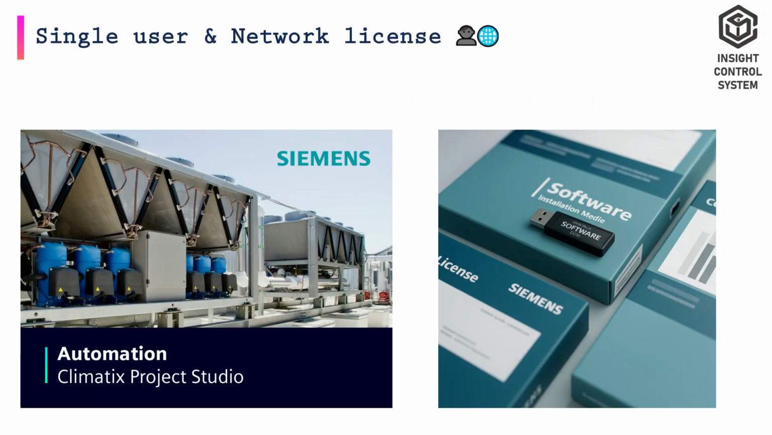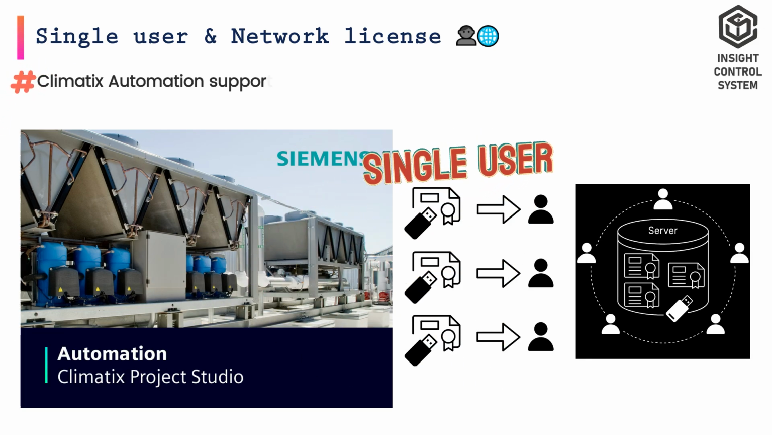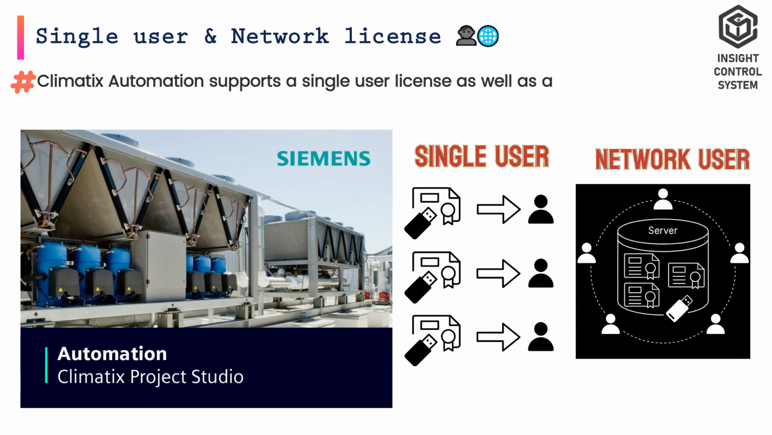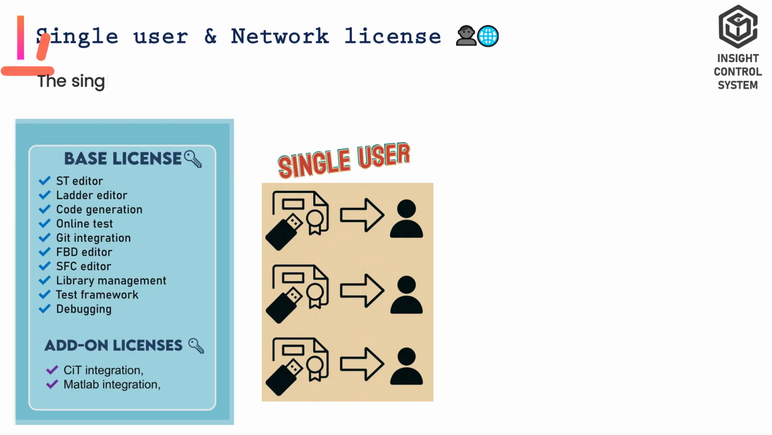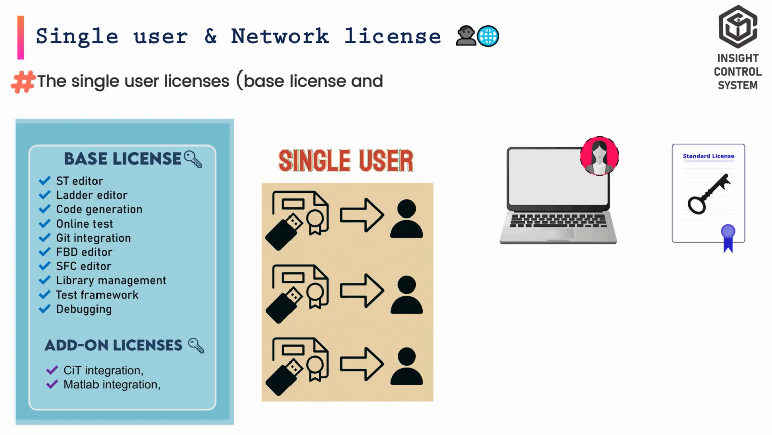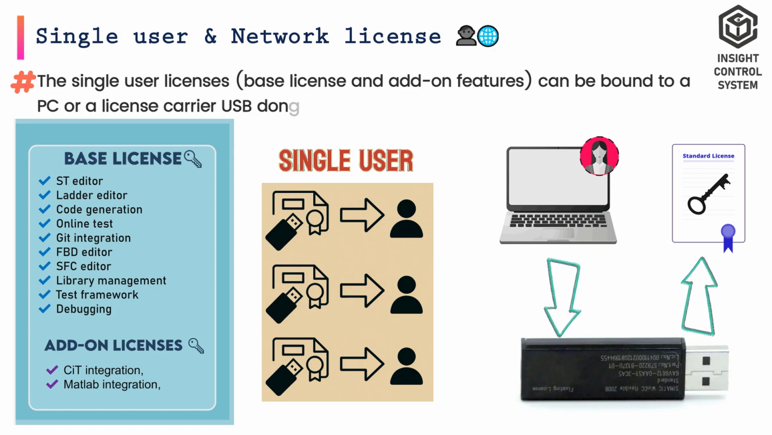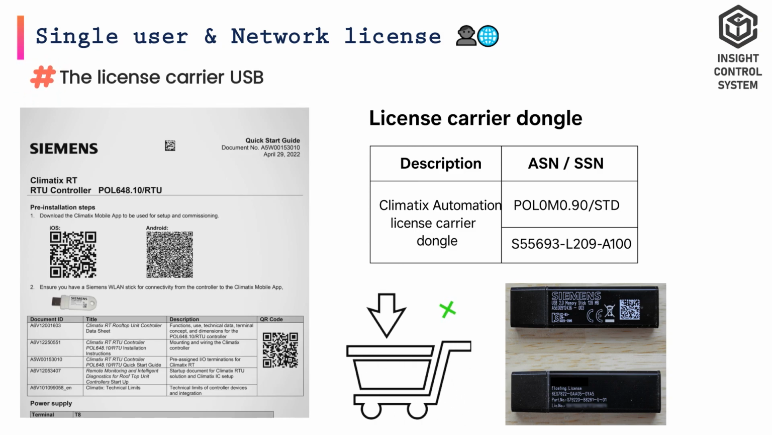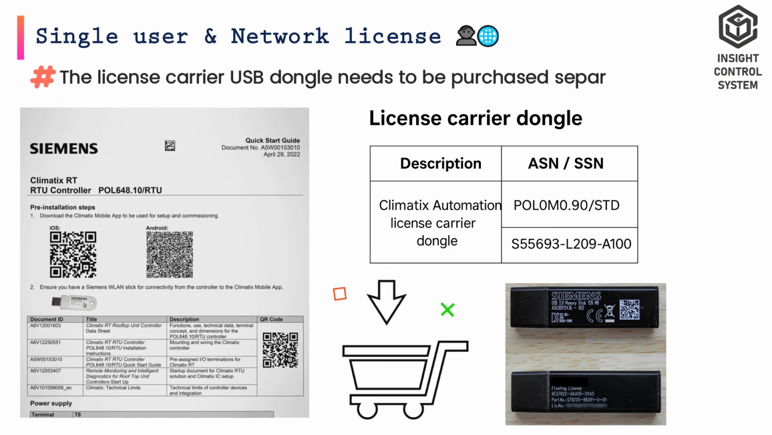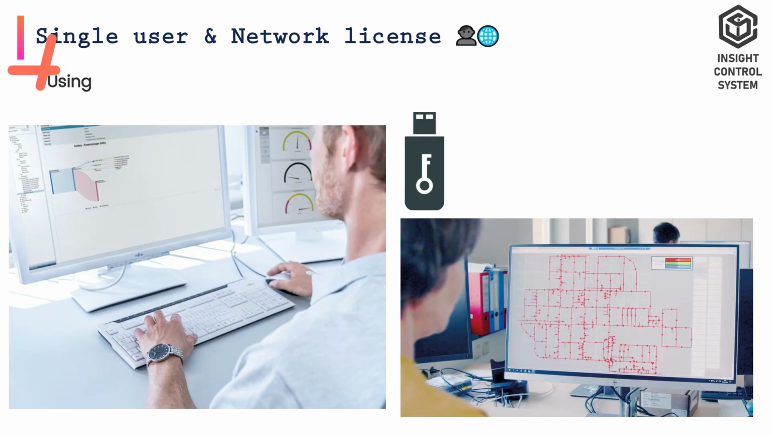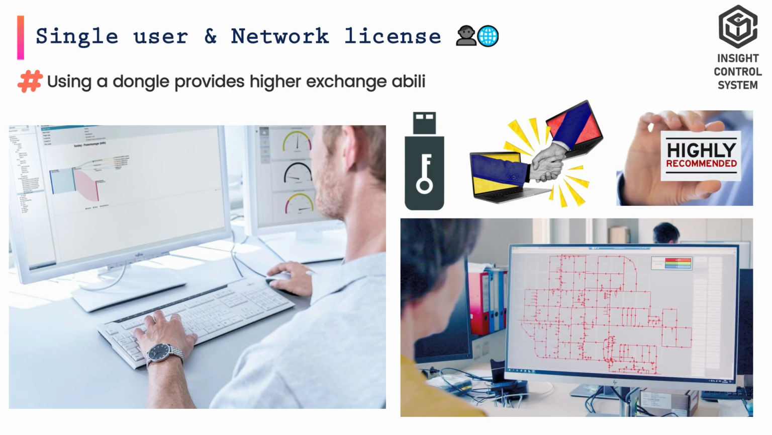Single-user and network license. Climatix Automation supports a single-user license as well as a network floating user license. The single-user licenses, base license and add-on features, can be bound to a PC or a license carrier USB dongle. The license carrier USB dongle needs to be purchased separately. Using a dongle provides higher exchangeability and is highly recommended.